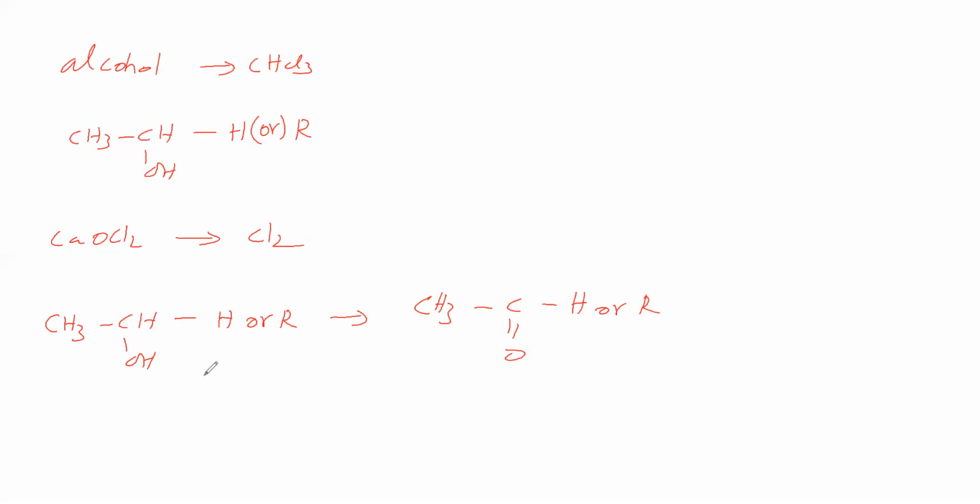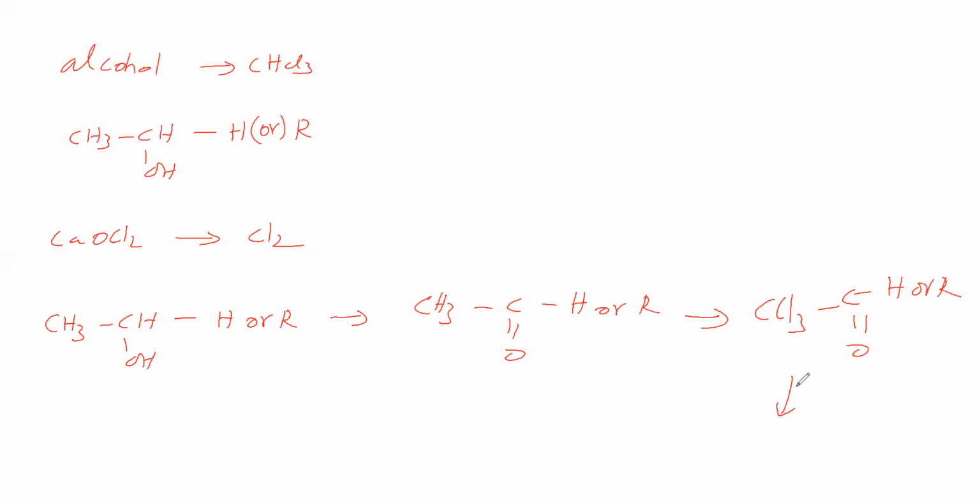Next step, this chlorine converts this methyl, not the other side, this methyl, into CCl3. So the hydrogens are replaced by Cl. This side remains the same. The CH3 is converting into CCl3.